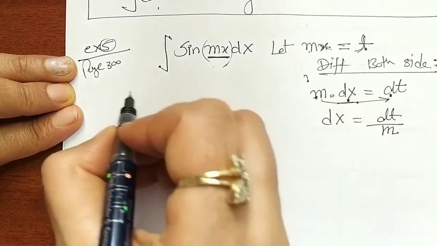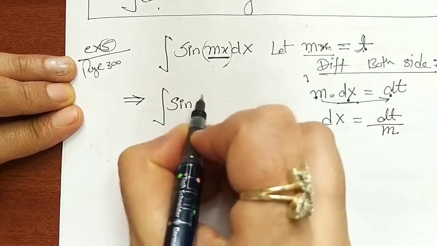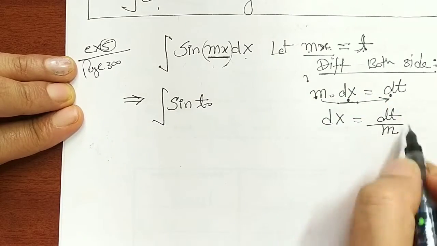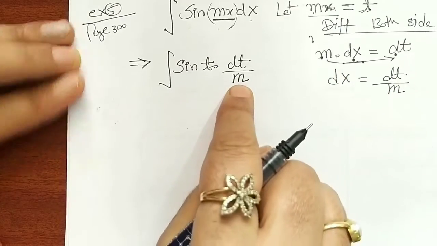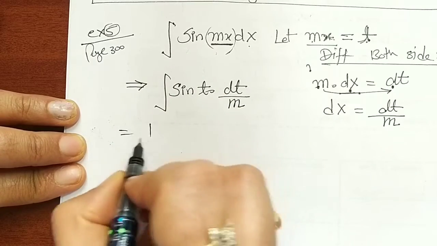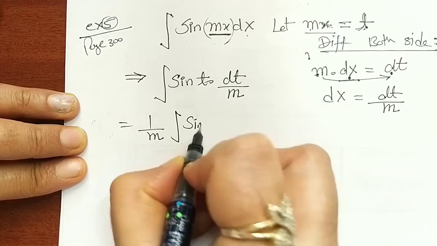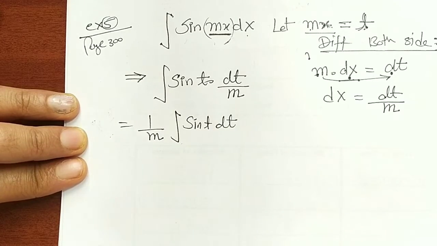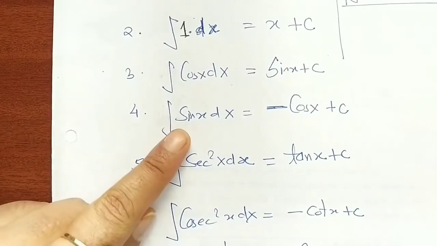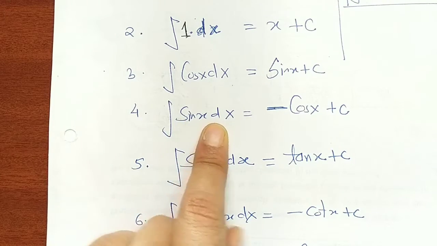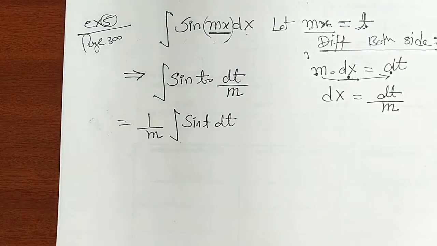Correct? So let me write down sine mx. I am taking t, so it will be sine of t. And what is dx? Dx has been replaced by dt by m. M is a kind of constant which I can easily take outside. So 1 by m integration of sine t dt. Okay, this is exactly the same thing that we have learned. The formula: integration of sin x dx is minus cos x plus c. So I will apply it directly.